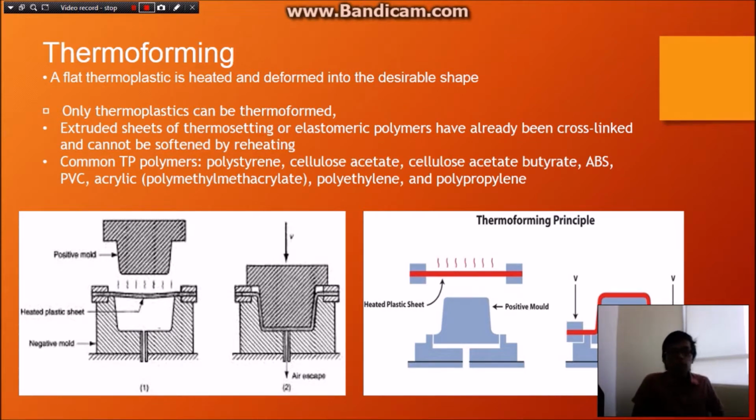Okay, I will start with thermoforming. Thermoforming is a process in which a flat thermoplastic sheet is heated and deformed into a desirable shape. Only thermoplastics can be deformed. Extruded sheets of thermosetting or elastomer polymers have already been cross-linked and cannot be softened by reheating. We often use polystyrene, polyethylene, and polypropylene for the thermoforming process.